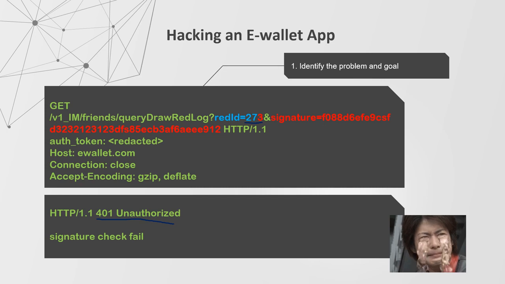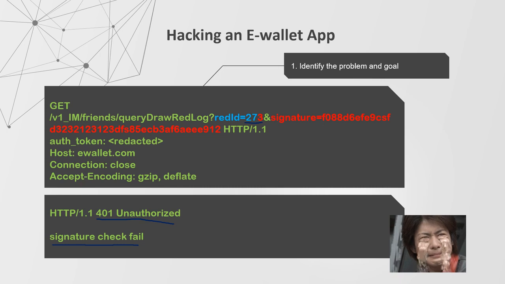What's interesting though in this response is that we get a signature check fail. So it means that by us tampering the red ID value, the signature is no longer correct. So going back to our methodology, our first step is to identify the problem and the goal. What is the problem? We don't have the right signature.